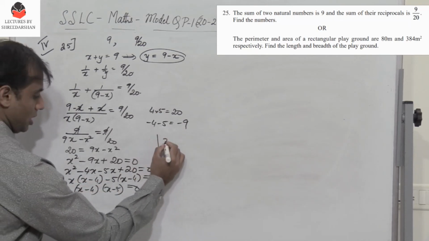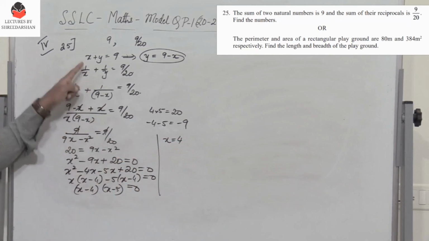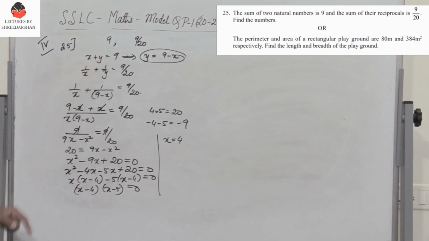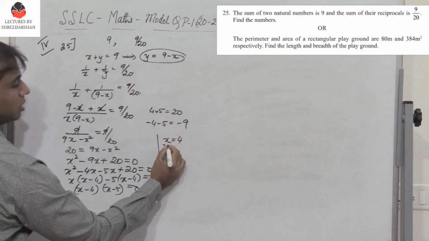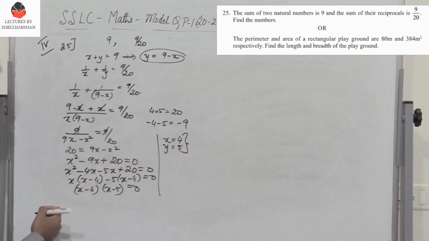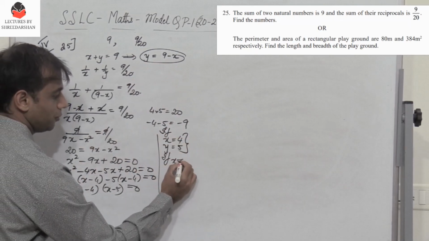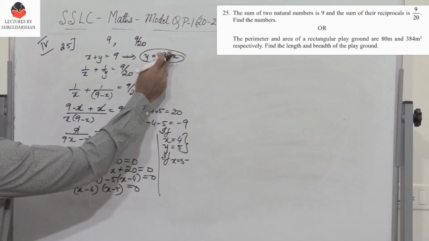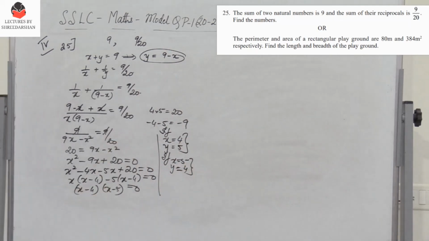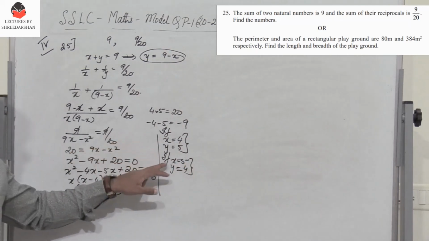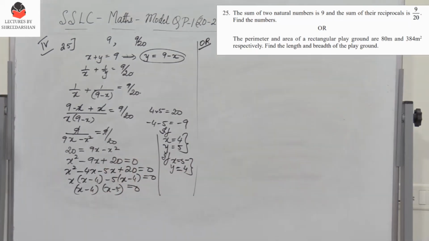So what do I get? I get x equal to 4. So if x is equal to 4, then what happens? I substitute the value of x equal to 4. I get 9 minus 4 gives me 5. If x is equal to 5, I substitute the value of 5 here. 9 minus 5 is 4, so y equals 4. Right? So if x is 4, y is 5. If x is 5, then y is definitely equal to 4.